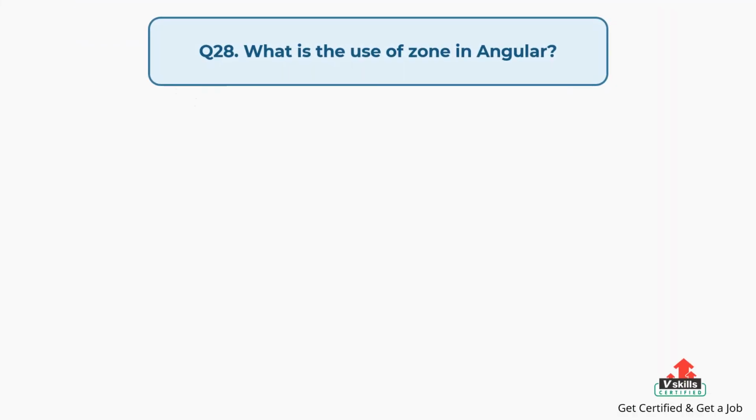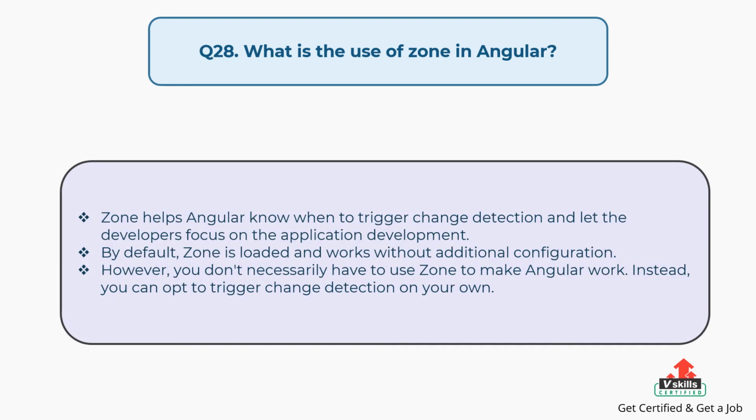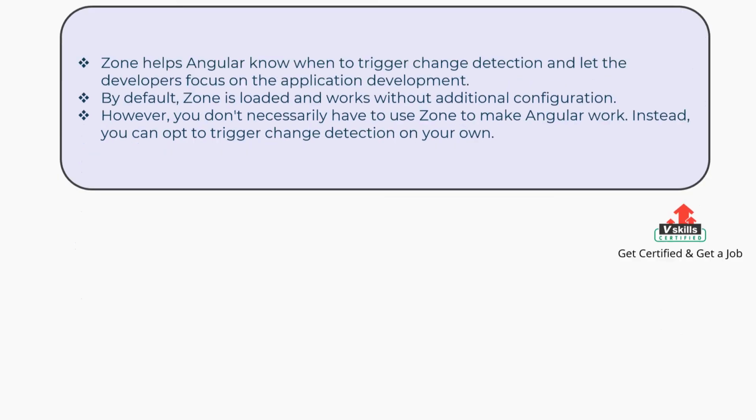Question number 28, what is the use of zone in Angular? The answer is: zone helps Angular know when to trigger change detection and lets the developers focus on the application development. By default, zone is loaded and works without additional configuration. However, you don't necessarily have to use zone to make Angular work. Instead, you can opt to trigger change detection on your own.